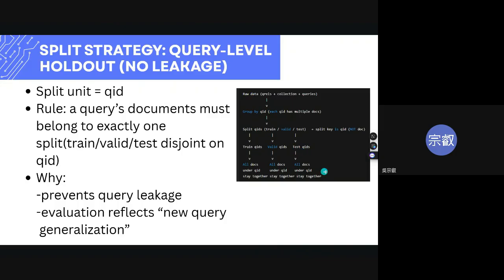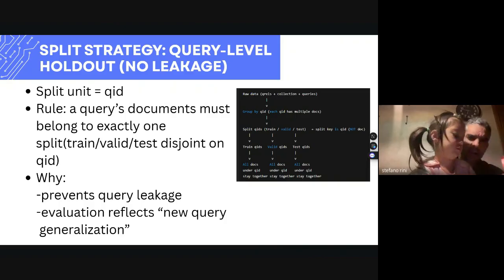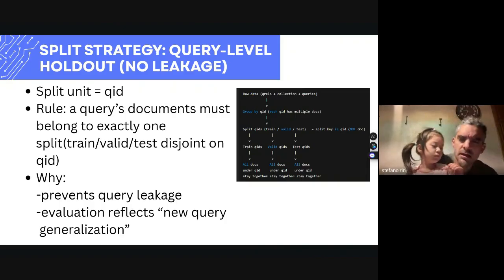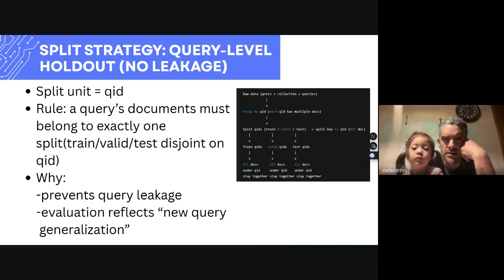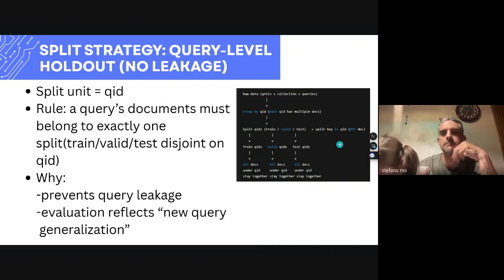And this is our flow. Let me explain the flow for a second. Raw data: collection and queries. Group by query ID. Each query ID has multiple docs. Split by query ID into train, test, validation. Train gets all docs under the query ID. Okay, good, understood. Very good.